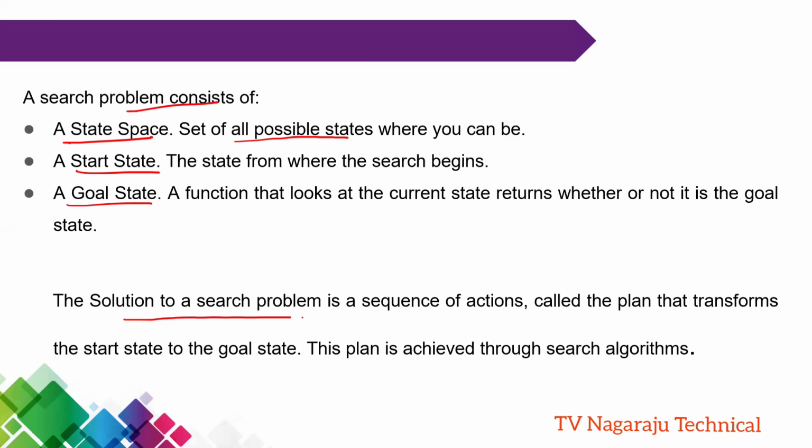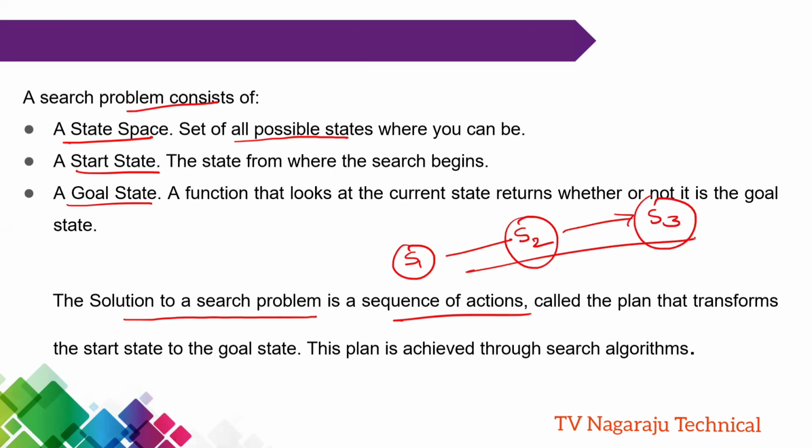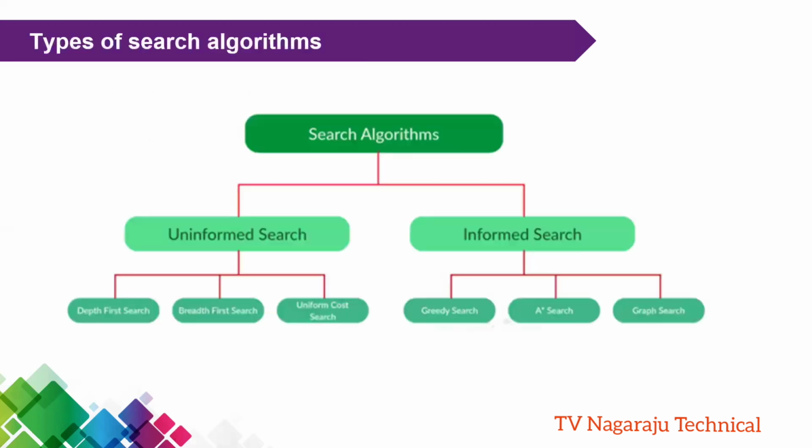A solution to the search problem is a sequence of actions. That is, right now I am in state 1. Here I am doing some action, and based on the action, I am moving to state 2. Suppose here I do another action, and based on it, I move to state 3. Like this, we make transitions and finally reach the end state.